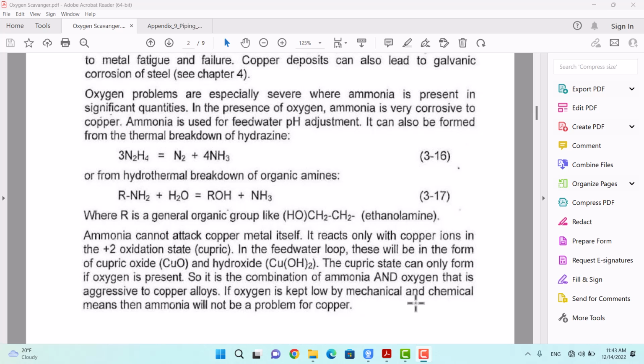Therefore, if we use the best procedures to maintain a low level of oxygen in the system, all of these are going to be precluded from happening.